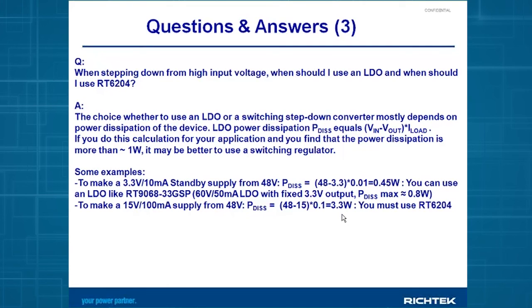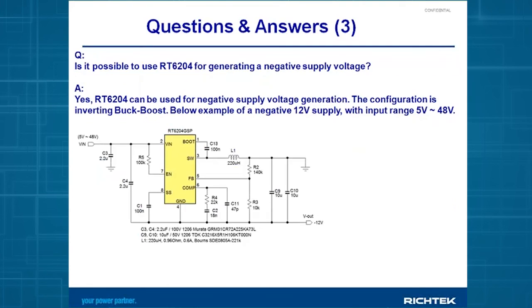You must use RT6204. Final question, can you make a negative supply from a positive input supply using RT6204? And yes, this is possible. It's a bit less regular, but you can use this IC in what we call the inverting buck boost configuration. Below example here is an input voltage from 5 to 48 volts and an output voltage of 12 volts negative.